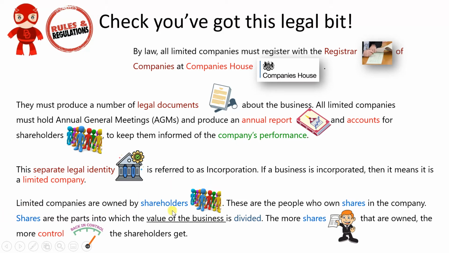Limited companies are owned by shareholders. These are the people who own shares in the company. Shares are the parts into which the value of the business is divided. The more shares that are owned, the more control the shareholders get.